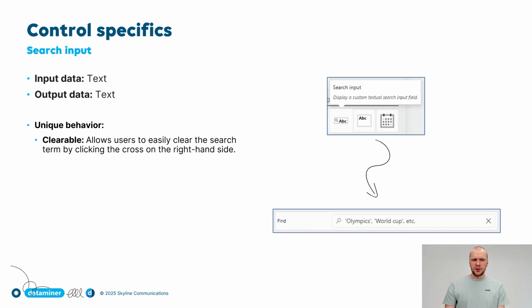This is typically used for descriptive inputs. We also have this search input. Same thing here. It inputs and outputs text. And it has another unique behavior. No multi-line in this one, because that doesn't make a lot of sense when searching for something. Instead, we have a clearable flag, which allows the user to easily clear the search term by clicking the cross on the right-hand side.